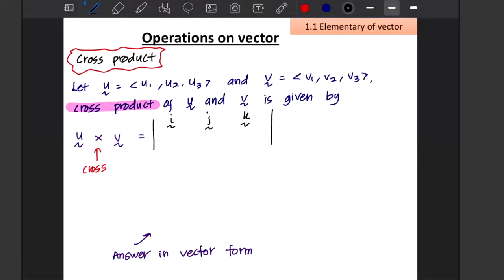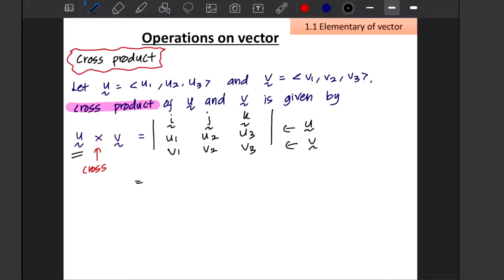And then you put the component for U. Because we cross U with V, put U here, U below V. So we have U1, U2, and U3. Then you put V1, V2, and V3. So 2. Okay, next, you separate it.